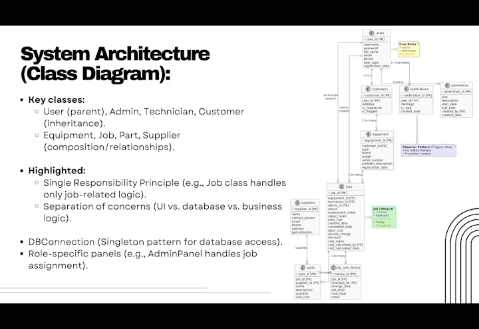We applied the single responsibility principle. For example, the job class focuses only on job related operations. Clear separation of concerns is maintained across UI, business logic, and data access. The database connection class implements the singleton pattern to ensure a single database access point in the backend, where role specific panels like admin panel encapsulate user specific functionalities.